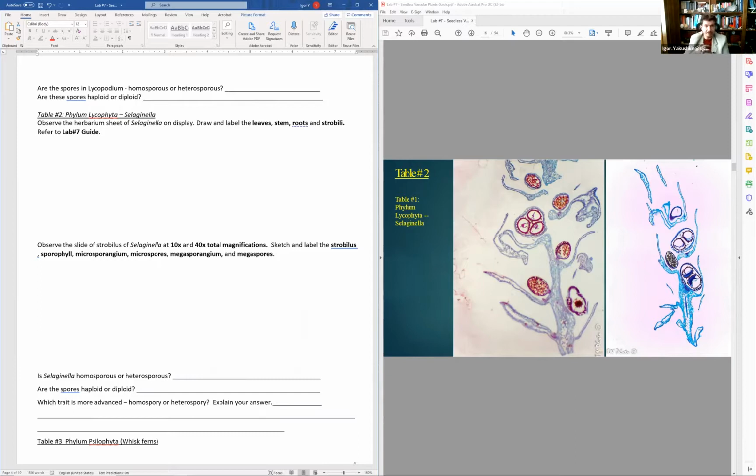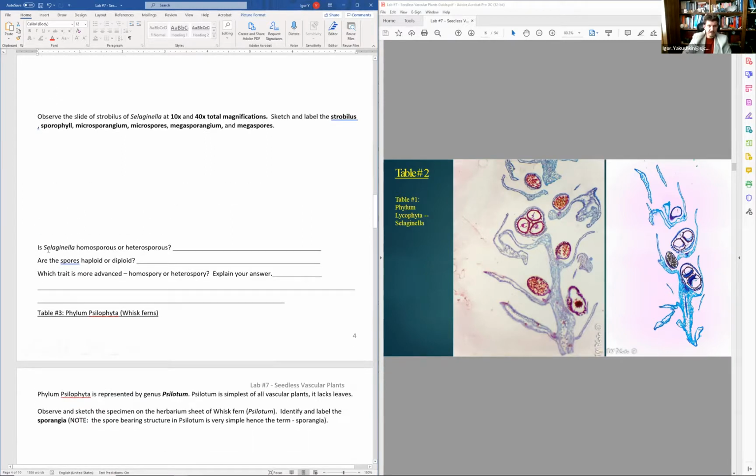Make sense? Any questions, any problems? Same size spores throughout the strobilus or different size spores throughout the strobilus? Different would be hetero, all the same size as we said before, that would be homosporous. Is Selaginella homosporous or heterosporous? Well, apparently it's heterosporous.